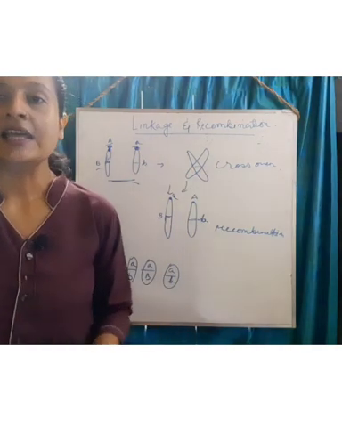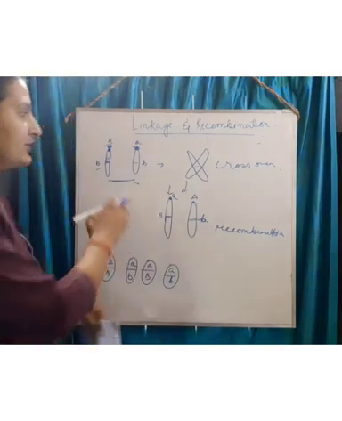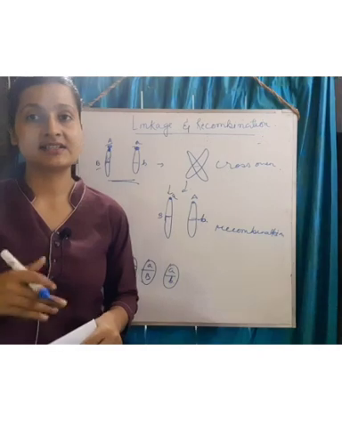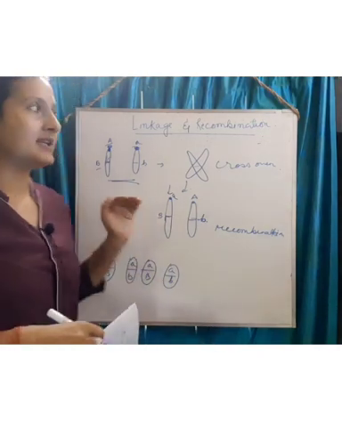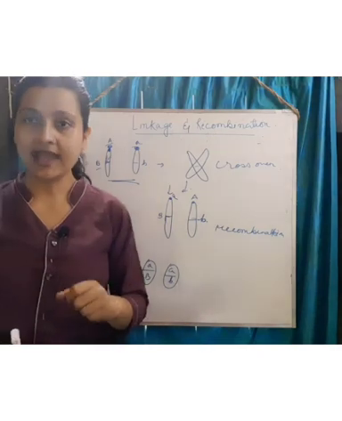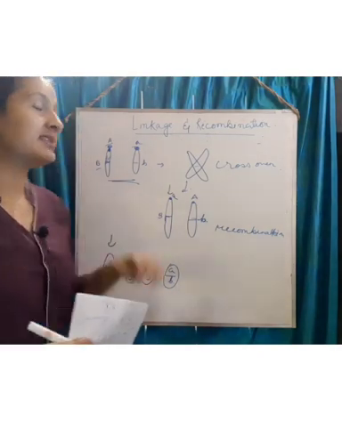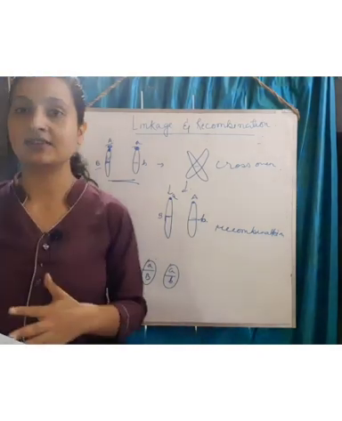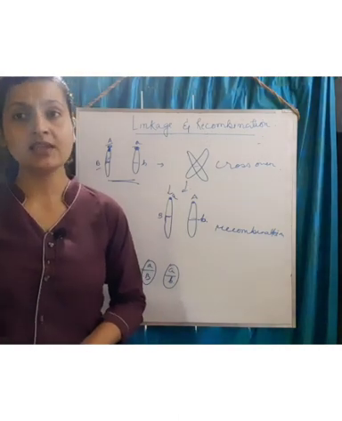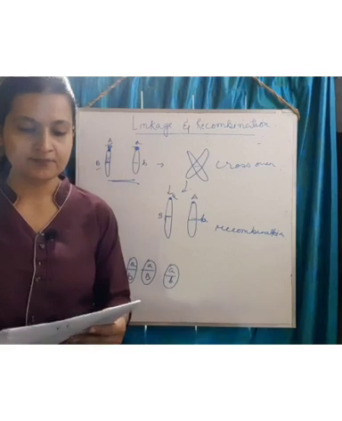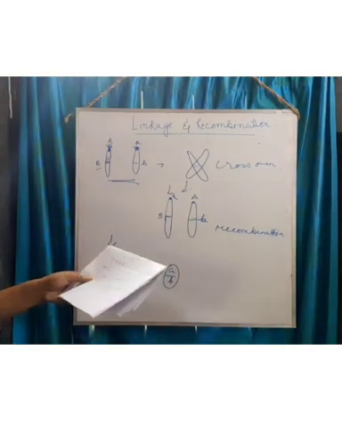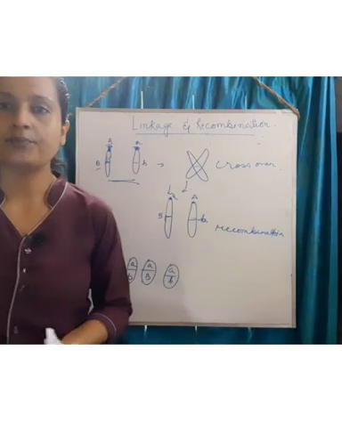Could you follow me? If the distance between the genes on the chromosome is greater, then there will be fewer chances of recombination, and if the distance between them is less, then there is maximum chance of recombination. So remember, this type of question comes in your entrance exam as well.